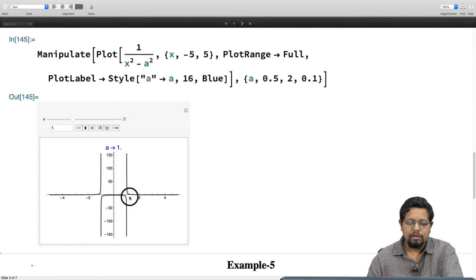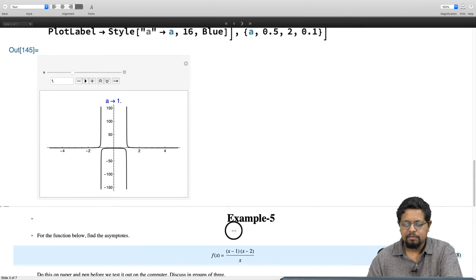So x equal to plus 1 and x equal to minus 1 are asymptotes for this function, and also the x-axis, that is y equal to 0, is also an asymptote in the limit x goes to plus infinity and minus infinity. So in this particular example, it has got three asymptotes: y equal to 0, x equal to plus a, and x equal to minus a.